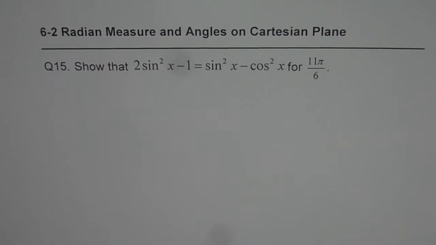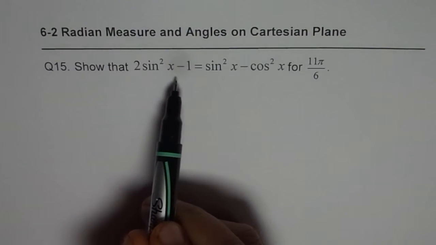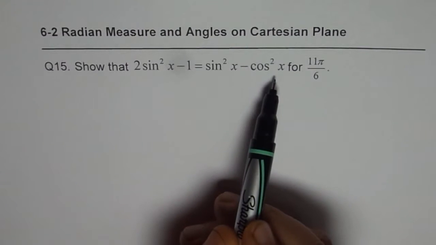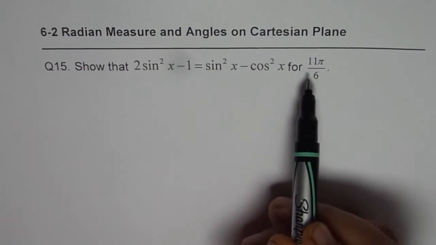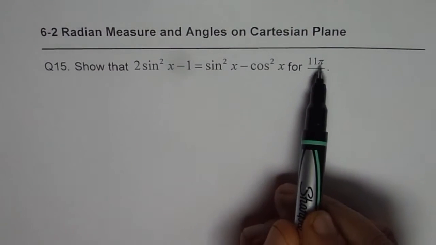I am Anil Kumar, and here is question number 15 from Nelson Advanced Functions, chapter 6.2, Radian measure and angles on Cartesian plane. Question 15 is, show that 2 sine square x minus 1 equals sine square x minus cos square x for x equals 11 pi over 6. So the angle x is 11 pi over 6.